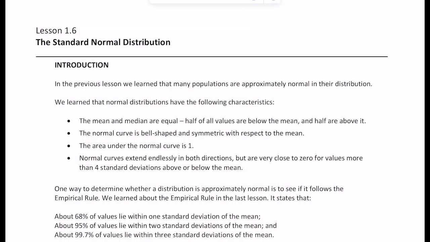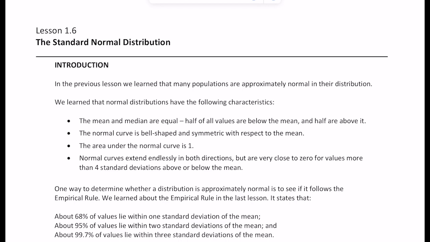Hi everyone, and welcome to lesson 1.6, which is the standard normal distribution. If you haven't watched the 1.5 video, you'll want to go back and watch that and look over how to find z-scores, and also you'll want to be knowledgeable about the empirical rule. So today we're going to focus on the normal distribution when we can't use the empirical rule.